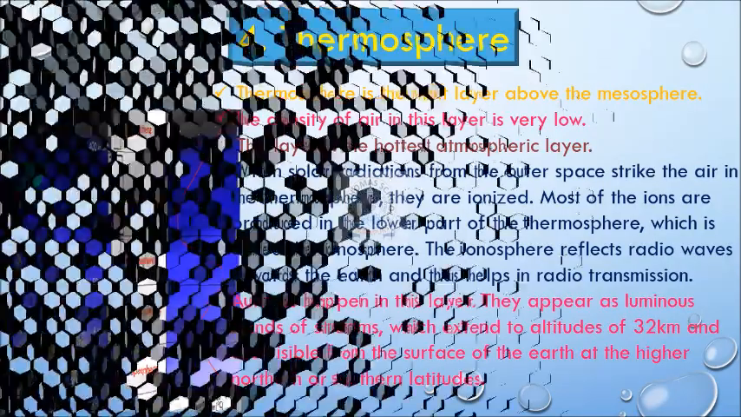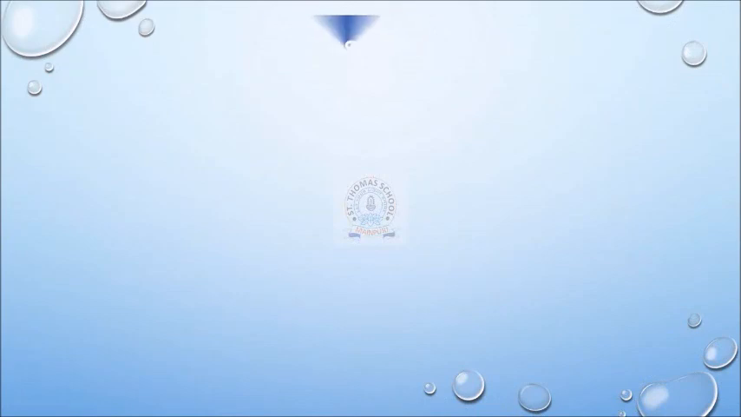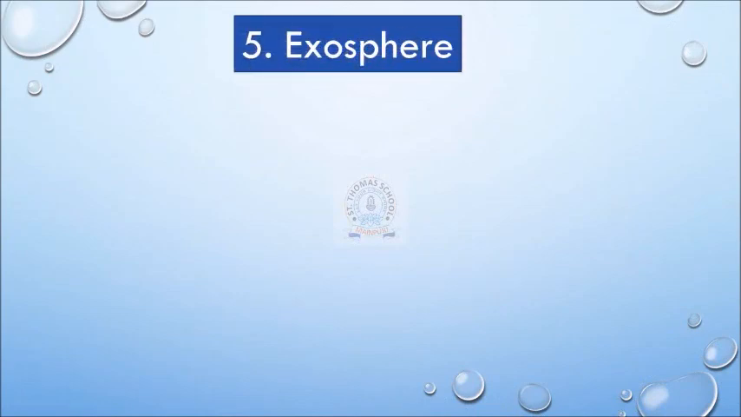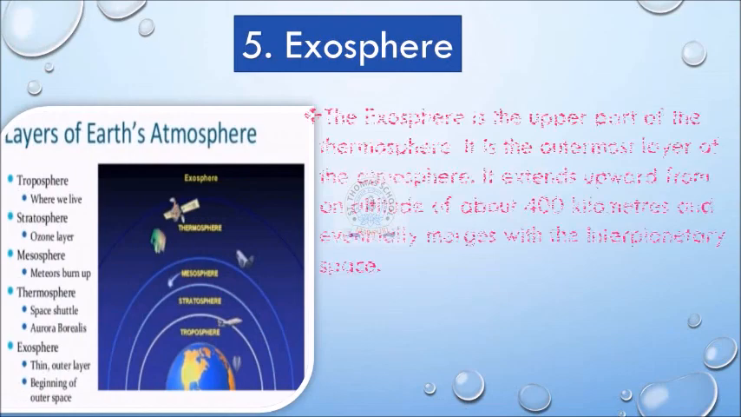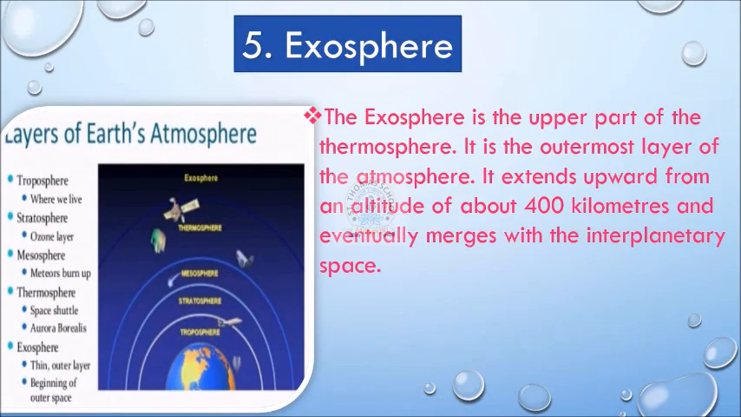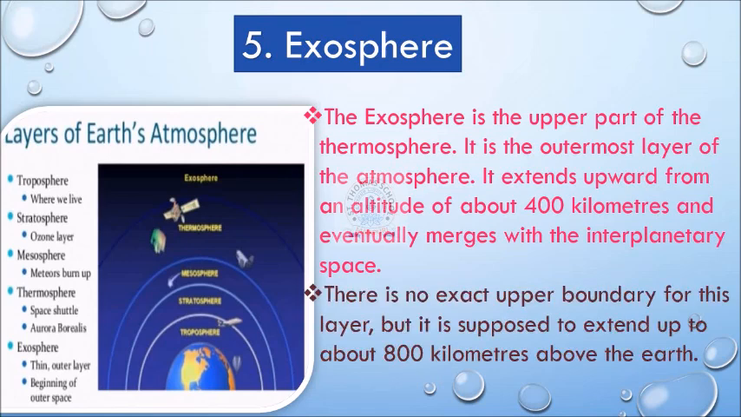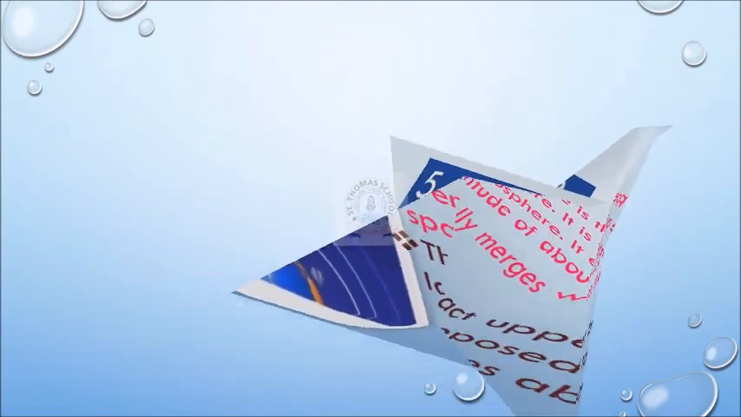And the last layer that we are going to learn is the exosphere. The exosphere is the upper part of the thermosphere. It is the outermost layer of the atmosphere. It extends upward from an altitude of about 400 kilometers and eventually merges with the interplanetary space. There is no exact upper boundary for this layer, but it is supposed to extend up to about 800 kilometers above the Earth. Now let's discuss about the importance of the atmosphere.